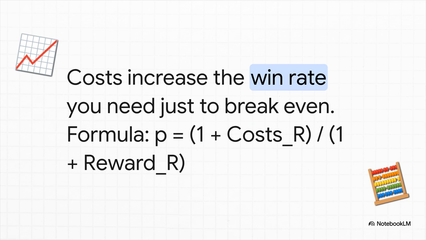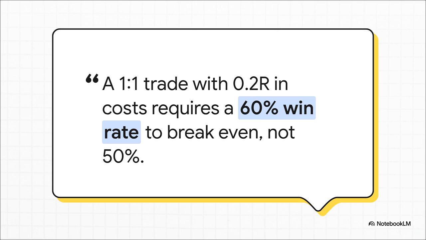First, you have to understand this mathematical reality. This formula shows how costs directly force you to have a higher win rate just to break even. Every single pip of cost is a handicap that forces you to be right more often just to get back to zero. And this is where the math gets really, really brutal.